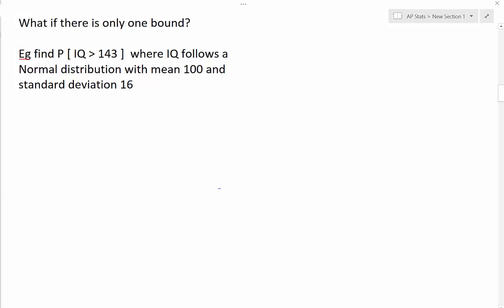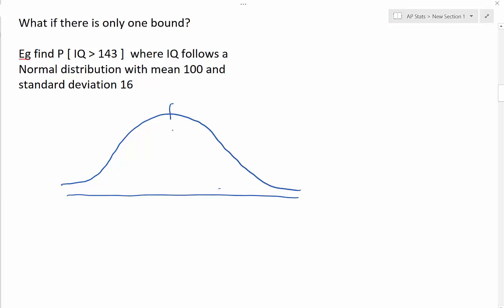Well, whenever we do any normal question, it's a good idea to sketch the curve so we have a much better understanding of what's actually being asked. So in this case, the mean IQ is 100. The standard deviation is 16 to the critical point, so 143 is all the way up here. And I want the area above 143. So surely 143 is the lower bound, but the question is, what is the upper bound?